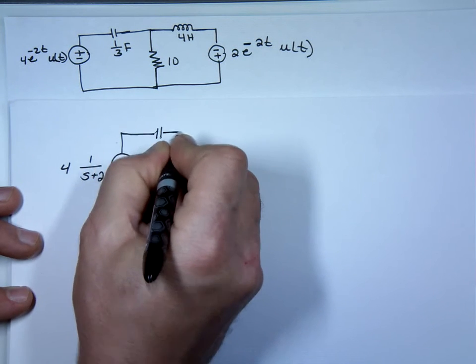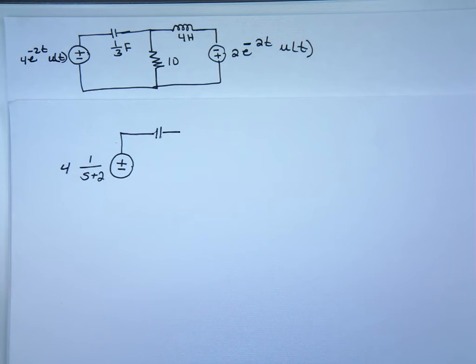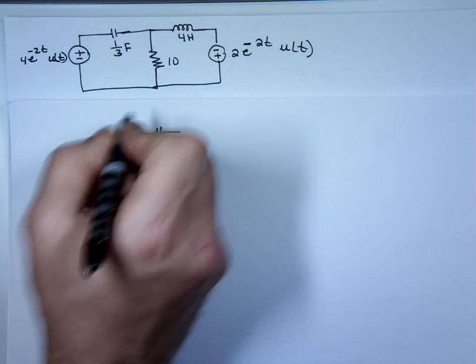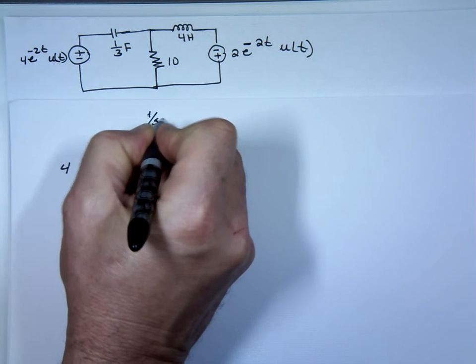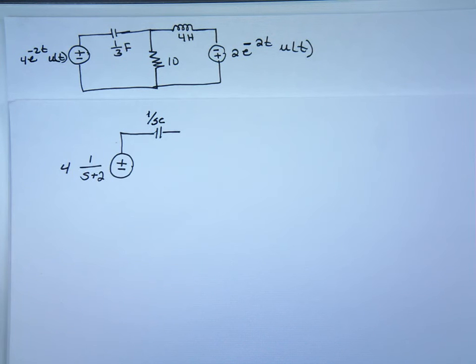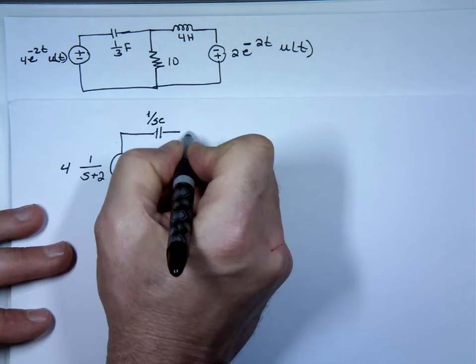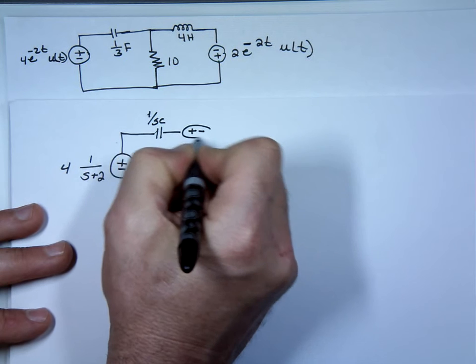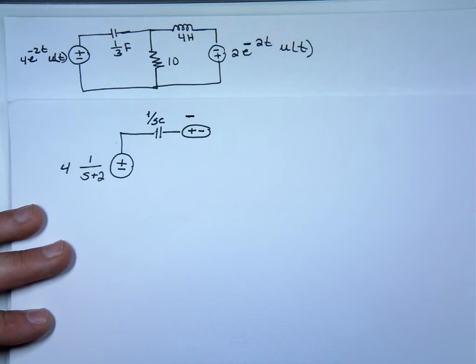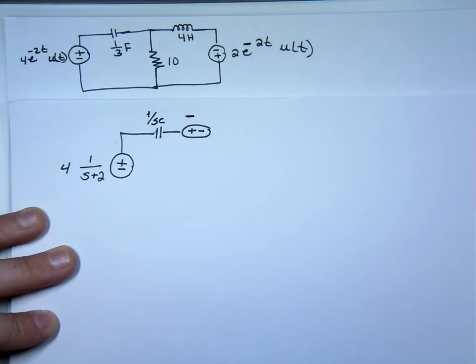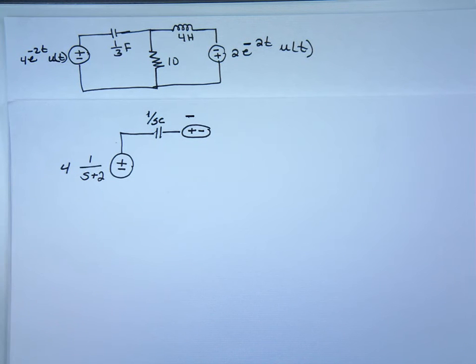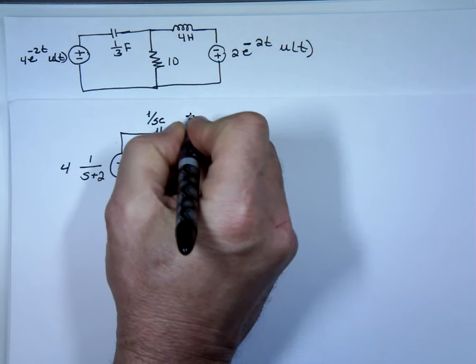The capacitor, I can use either circuit, and I'll put them in. For the capacitor, I'm going to put a value of 1 over SC. I'll come back and put the values in. And plus to minus, this will be a negative. Negative, oh, for the capacitor? I mean, that's a plus. The inductor is the minus. Uh-oh. So that's a plus. I don't have an eraser today.